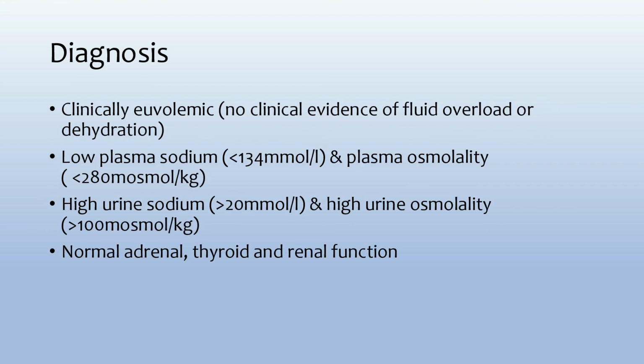A bit tricky is how to diagnose SIADH. First and foremost, we have to exclude other abnormalities. We have to have normal adrenal function, normal thyroid function, normal renal function. Then the patient has to be euvolemic. There's no sign of fluid overload or dehydration. Then we check the plasma sodium. It should be lower than 134 millimole per liter. Plasma osmolality is lower than 280 milliosmol per kilogram. And then high urine sodium, more than 20 millimole per liter, and high urine osmolality, more than 100 milliosmol per kilogram.